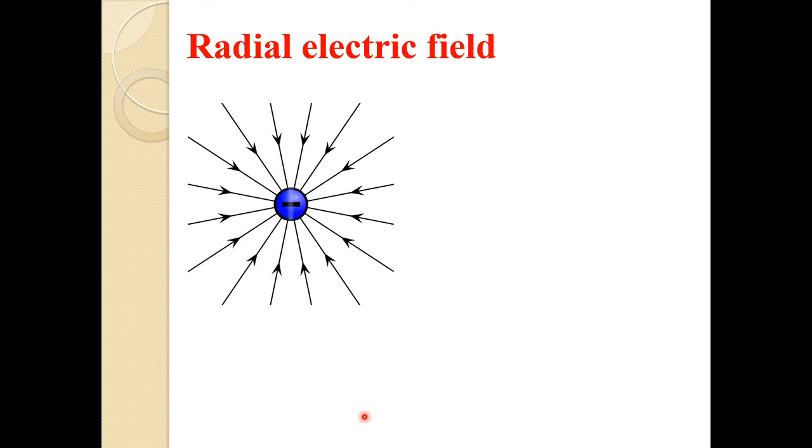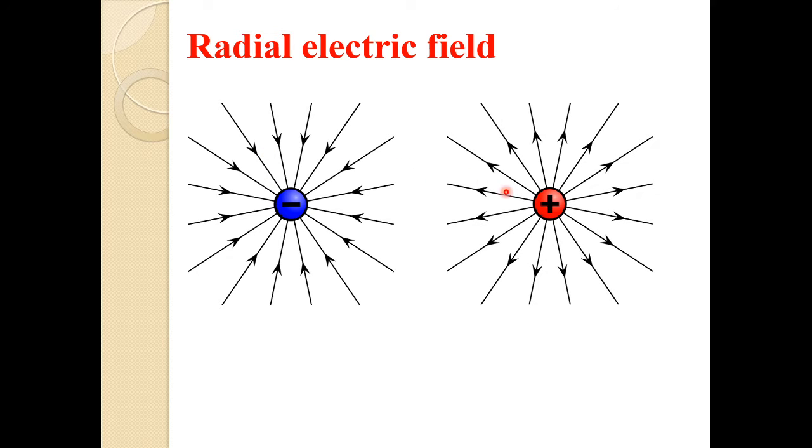Let's move to discuss what a radial electric field is. Radial. Now here is a negative charge, you can observe the drawn field lines around it, and here is a positive charge, you can observe the drawn field lines around it. What is the feature? The basic feature is here: for the negative charge, the field lines come towards it. For the positive charge, field lines move away from it.